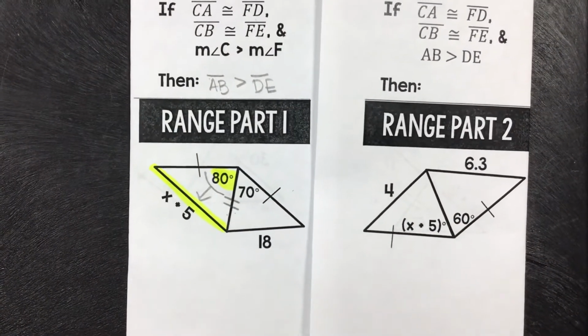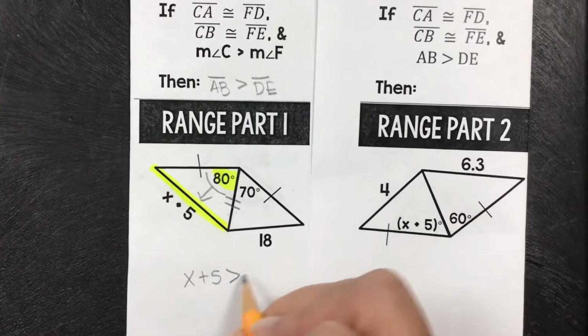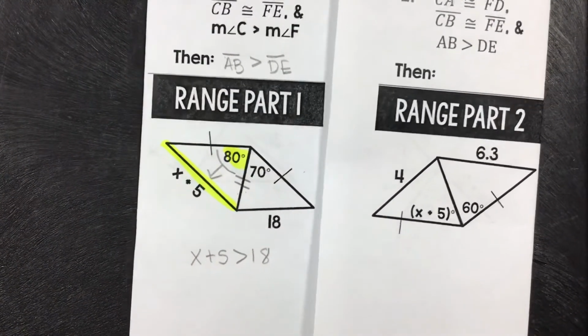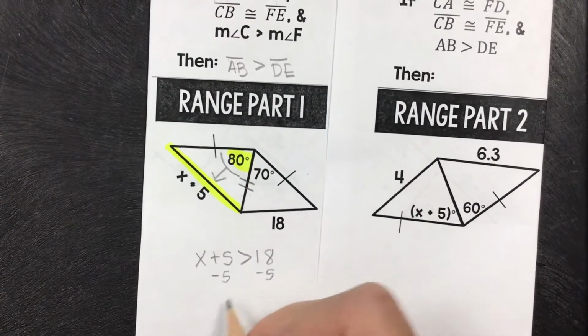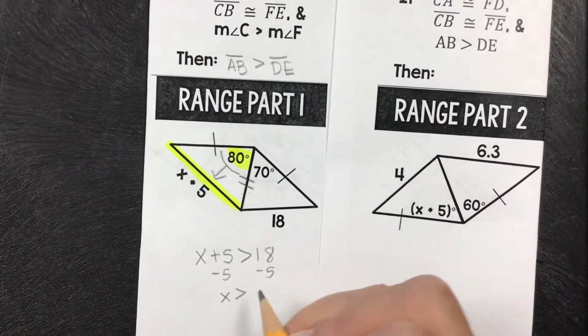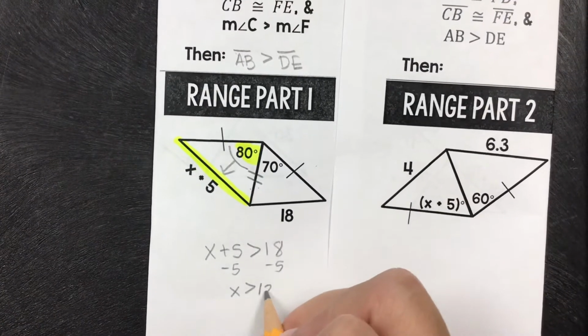So to write our inequality, we're going to write x plus 5 is greater than 18. From here, we're going to subtract 5 from both sides. X has to be greater than 13.